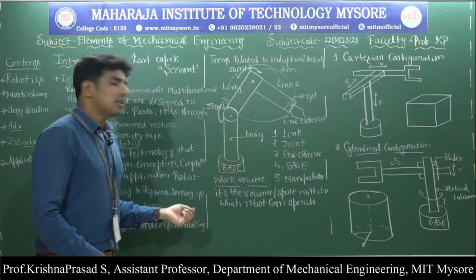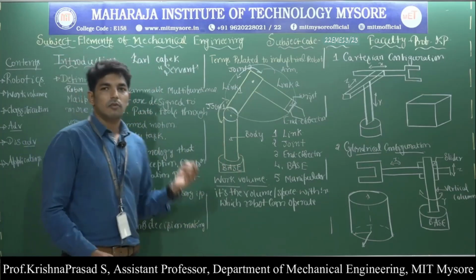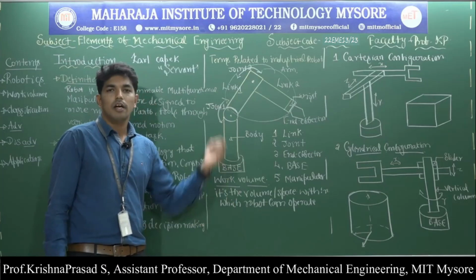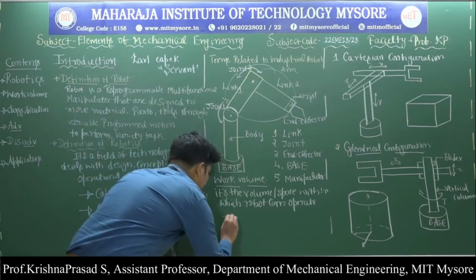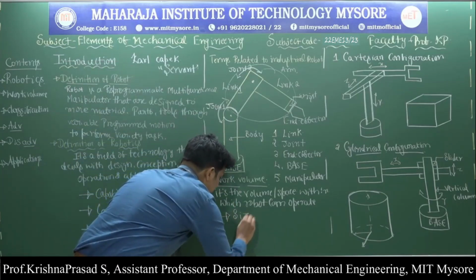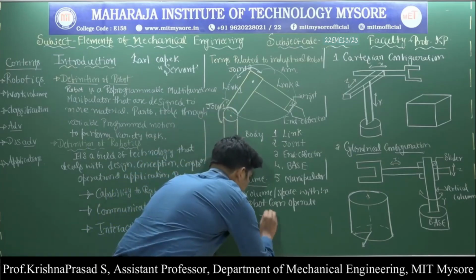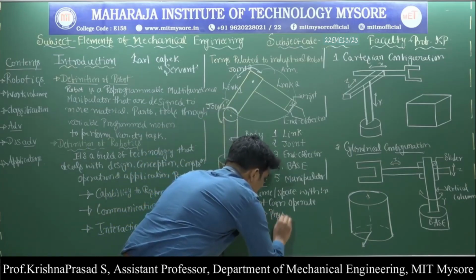And what are the main parameters that are very important to decide the work volume of the industrial robot? There are four parameters. First one is called size. Next, second one is called physical configuration.